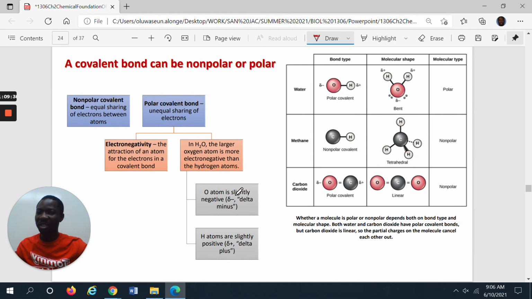So the O atom is slightly negative, hydrogen is slightly positive. Because of that, you can see here, this oxygen is going to attract more electrons than hydrogen. So we say it is a polar covalent bond.